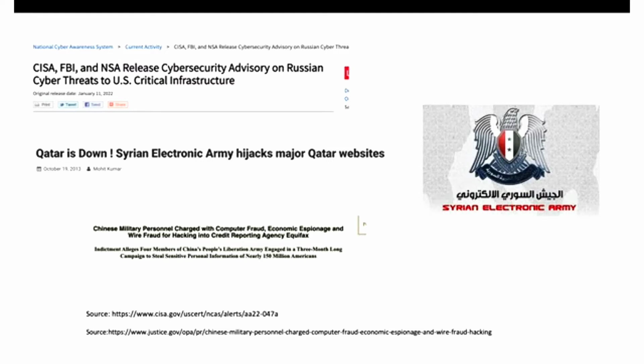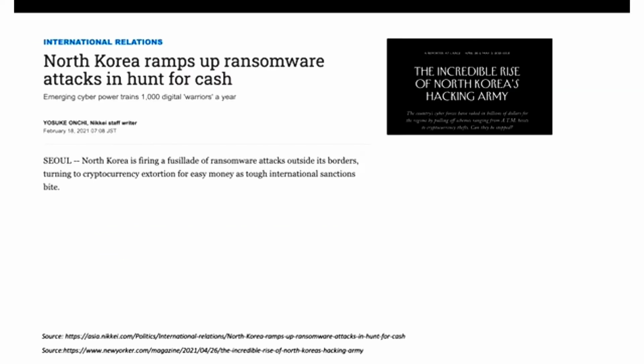Okay, and then recently, or last year essentially, some of the people from the Chinese army were charged with computer fraud and economic espionage because the US government found proof of their hacking into the infrastructure of the US government.